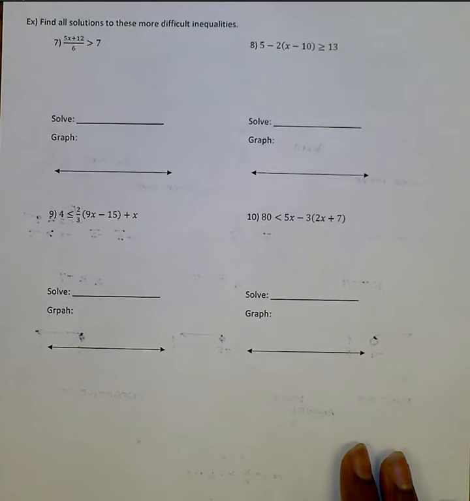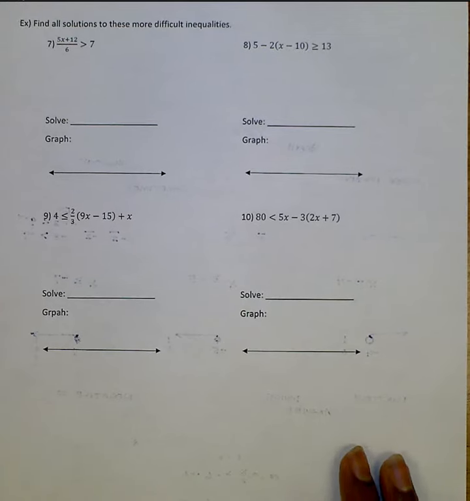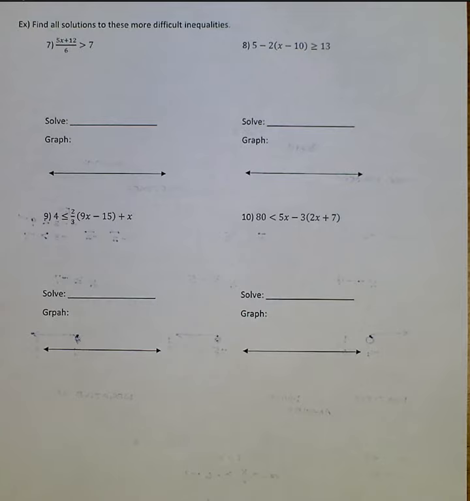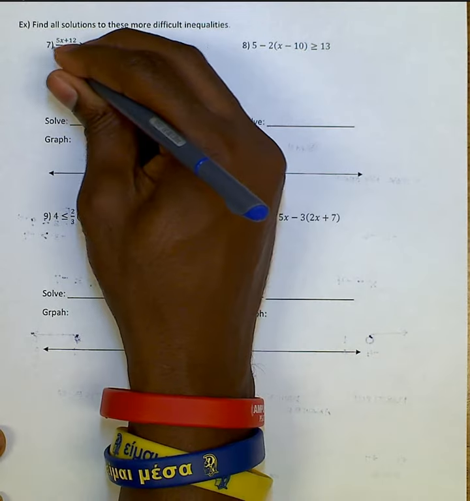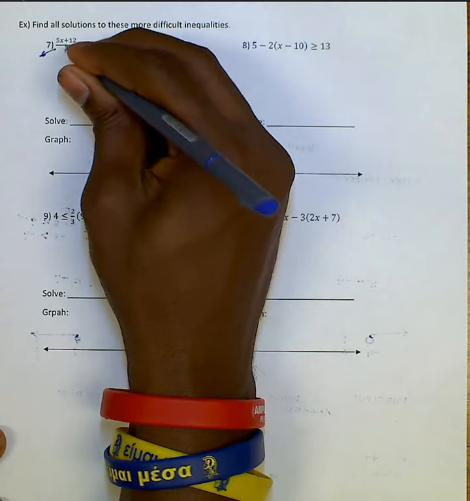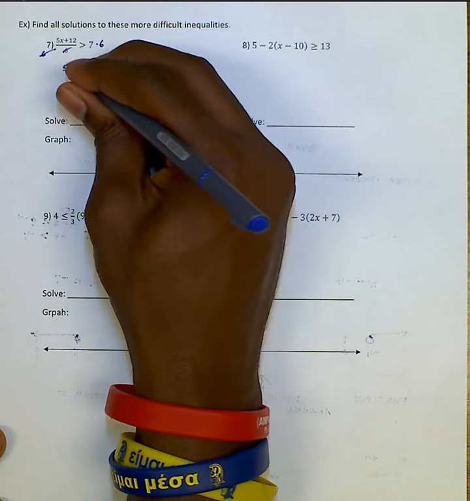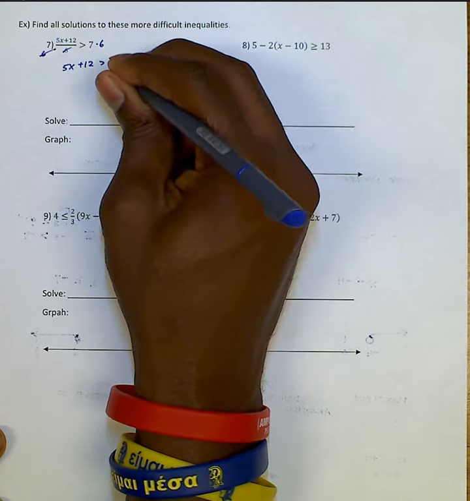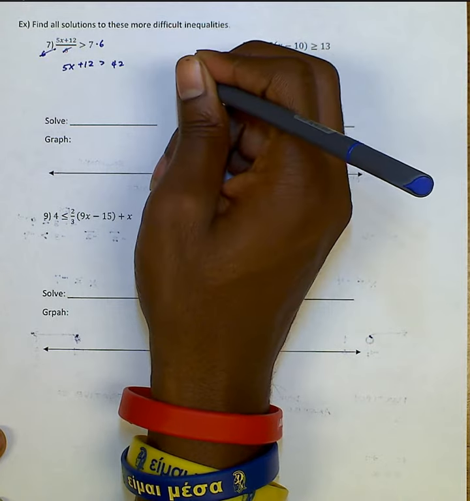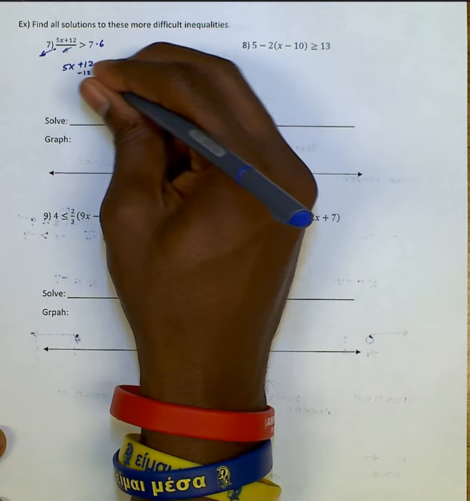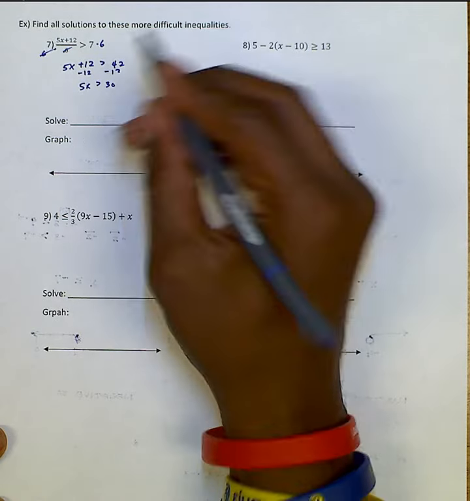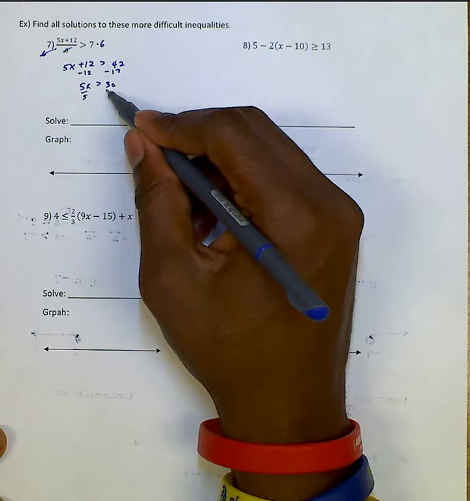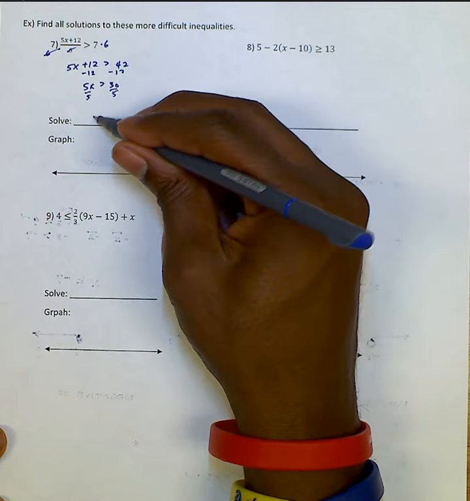Okay, these are a little bit more difficult, but really they're still just solving problems, so you should be able to do this without a whole lot of fuss. So we're solving for x. Our first step for number 7 will be to get rid of this fraction, multiply both sides by 6, and so we'll get 5x plus 12 is greater than 42. From there, I'll subtract 12 from both sides. 5x will be greater than 30. And then I want to get x all the way by itself, so I'll divide both sides by 5. And that gives me x is greater than 6.